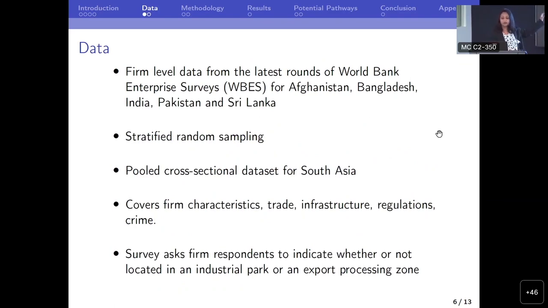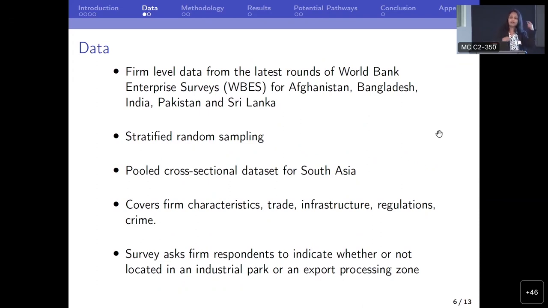I use the latest rounds of the data for Afghanistan, Bangladesh, India, Pakistan, and Sri Lanka and create a pooled cross-sectional data set. The survey asks the firms a whole bunch of questions on firm characteristics such as trade, infrastructure, regulations, access to finance. Of course, there are characteristics such as firm size and private or public ownership and so on. And apart from all these, they're also asked a simple yes or no question: whether or not they're located in an industrial park or an export processing zone.